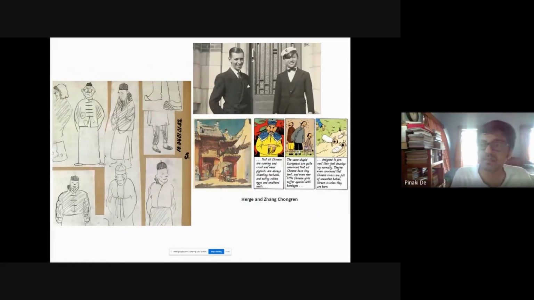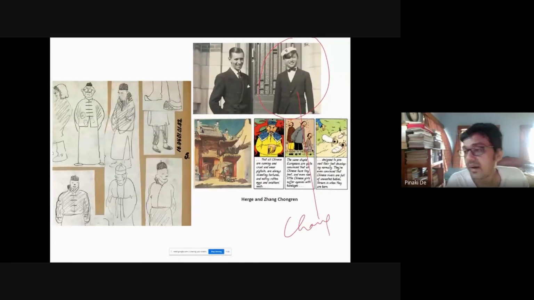And remember, Hergé was a great friend of this man known as Zhang Chongren. He is basically Chang of Tintin in Tibet. The character of Chang is based on Zhang Chongren. And remember, we first meet Zhang Chongren's idea of China in a play in Tintin and the Blue Lotus. And this is actually the drawing of Zhang Chongren.